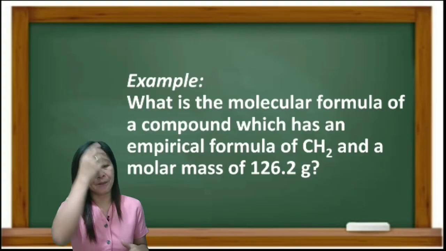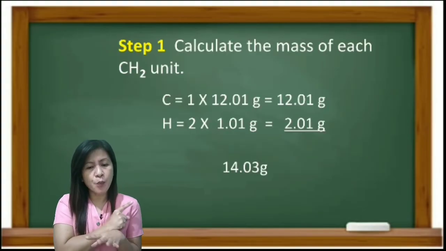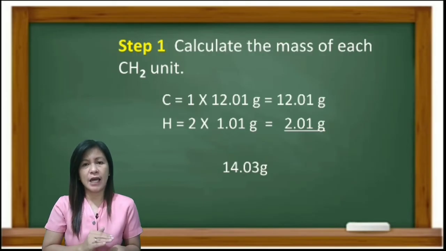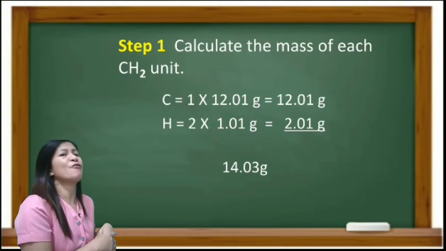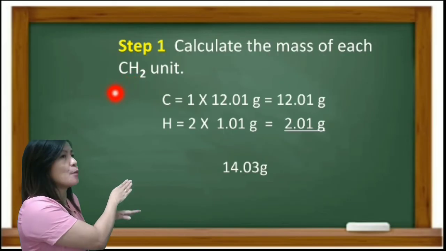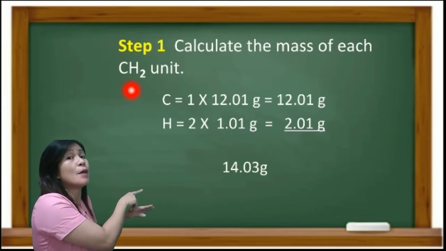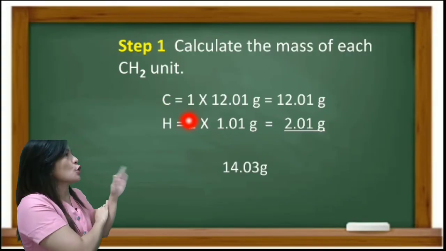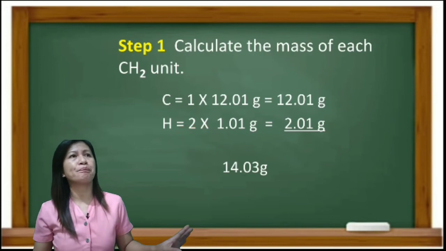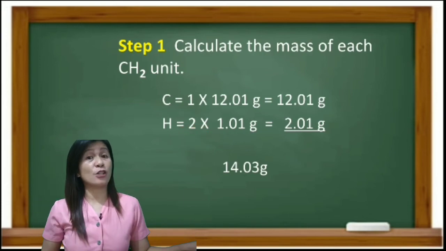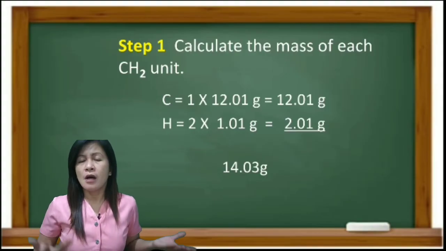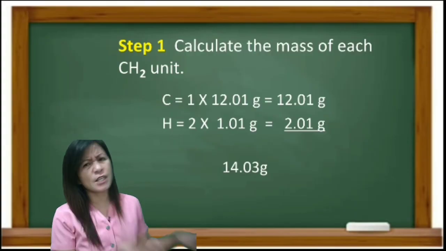Let's do step 1. In step 1, you calculate the mass of each unit of CH2. So in the empirical formula, we have 2 kinds of atoms, carbon and hydrogen. How many carbon and how many hydrogen atoms? So we have 1 carbon and 2 hydrogen atoms. So to get the molar mass, this is the same as what we did in computing for the percent composition. Before we were able to calculate the percent composition, we first computed for the molar mass. So this is the same thing.